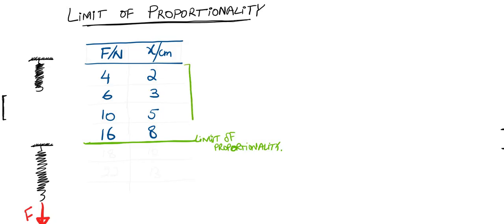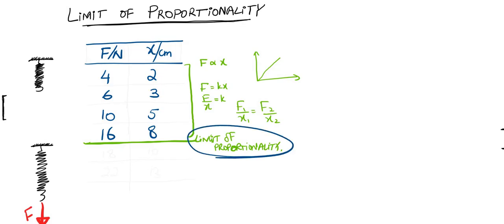Limit of proportionality से पहले क्या हो रहा था? Force was directly proportional to extension. That means extension और force का ग्राफ बनाते थे, it was a straight line passing through the origin. इसका मतलब था force was always equal to k times x. इसका मतलब force divided by extension was always equal to a constant value, and that means F1 over x1 was equal to F2 over x2. But beyond the limit of proportionality, इससे ज्यादा फोर्स अब लगाएंगे तो ये सब कुछ नहीं होगा. स्प्रिंग का बिहेवियर चेंज हो जाएगा.